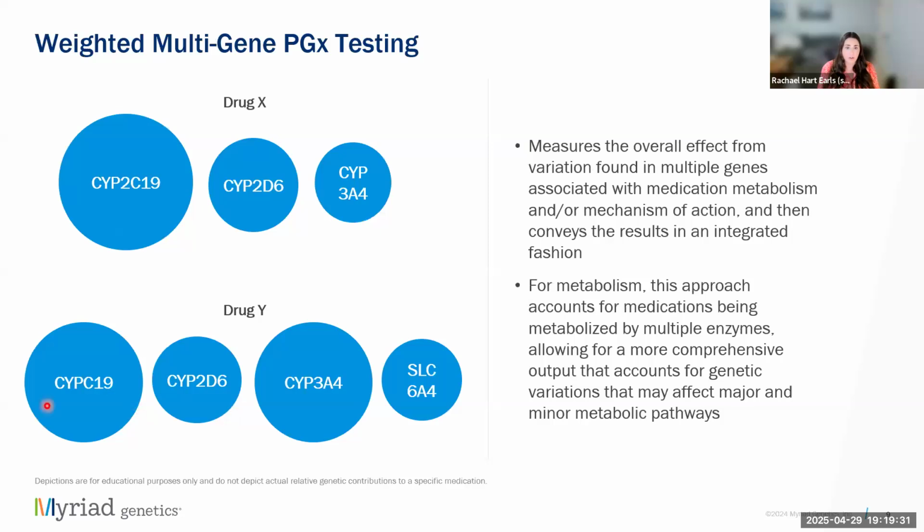The last type of pharmacogenomic testing, which is utilized by the GeneSight test, is called a weighted multi-gene approach. This approach looks at the effects of multiple genes associated with medication metabolism or mechanism of action and assigns each of these genes weight. So this weight is illustrated by the different size circles here. For drug X, we would think that CYP2C19 plays the largest role, and CYP2D6 and 3A4 play smaller roles. These weights indicate how much of a role these genes play on this medication. And the GeneSight algorithm integrates all of this information into a singular output, which is shown by our binnings, so our green, yellow, red bins, and clinical considerations.